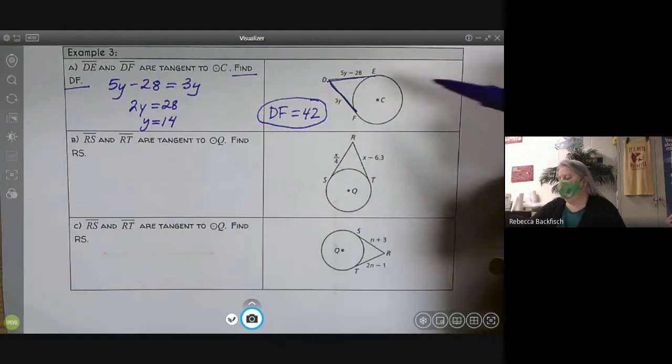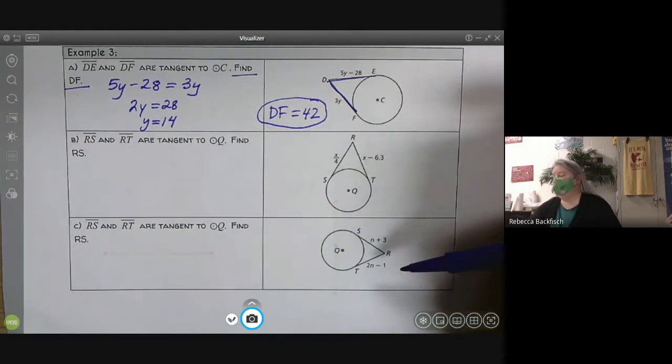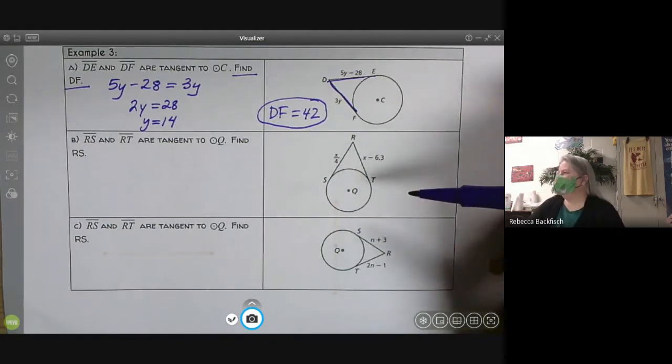None of these equations are any different geometrically, in terms of setting them up. What's different is this one's a little bit trickier algebraically, or arithmetically, really.